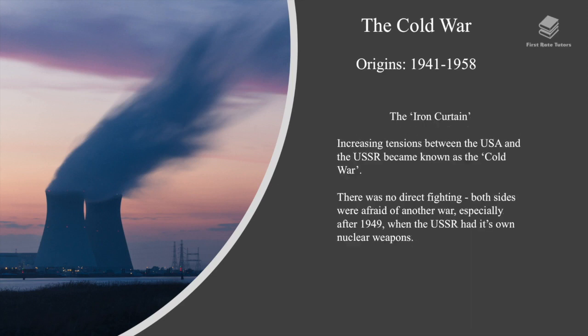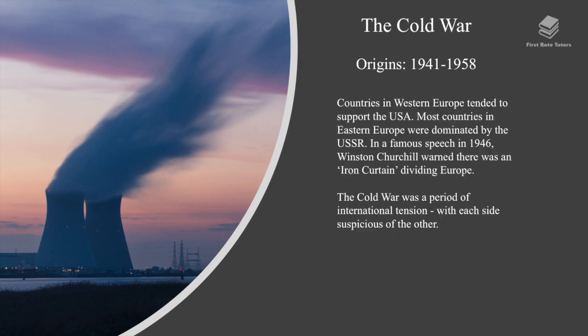The Iron Curtain. Increasing tensions between the US and the USSR became known as the Cold War. There was no direct fighting involved. Both sides were afraid of another war, especially after 1949 when the USSR had its own nuclear weapons. Countries in Western Europe tended to support the US. Most countries in Eastern Europe were dominated by the USSR. In a famous speech in 1946, Winston Churchill warned there was an Iron Curtain dividing Europe. The Cold War was a period of international tension, with each side suspicious of the other.